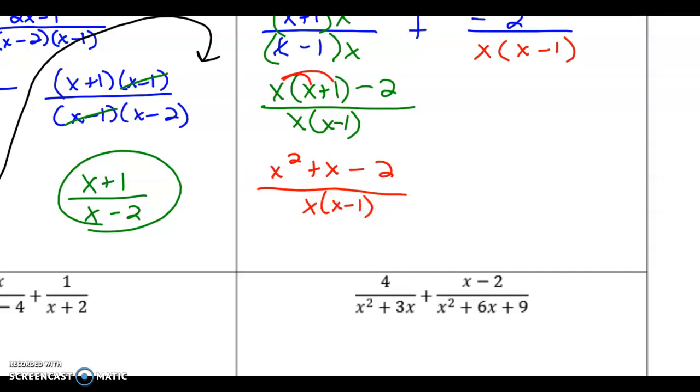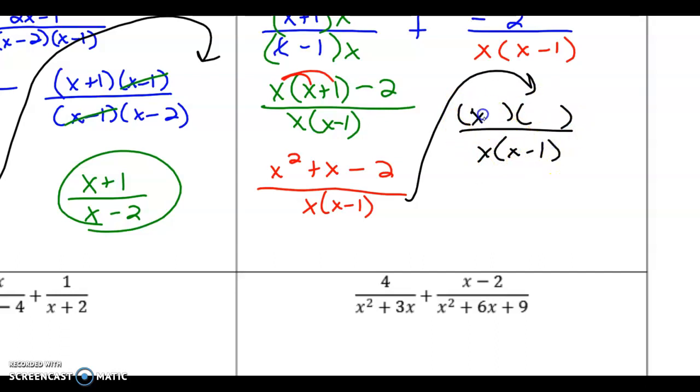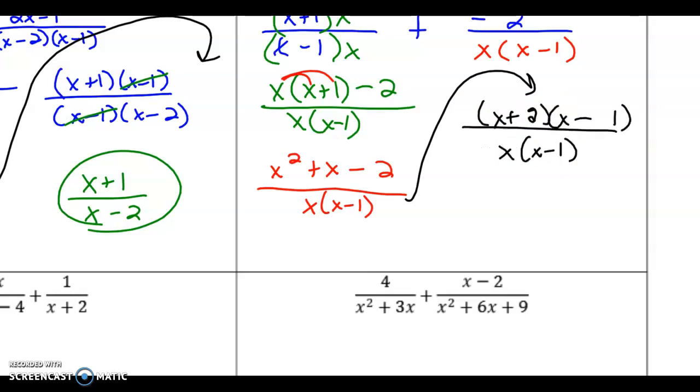And then again, do double check, can I simplify anything else? So see if you can factor the numerator. And finally, once we factor it, we can cross off those common factors there. So x plus 2 all over x would be simplified.